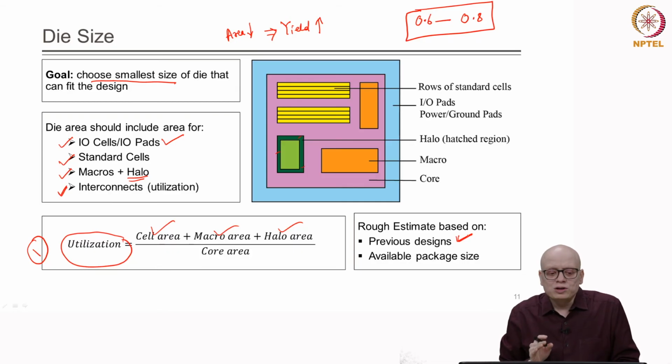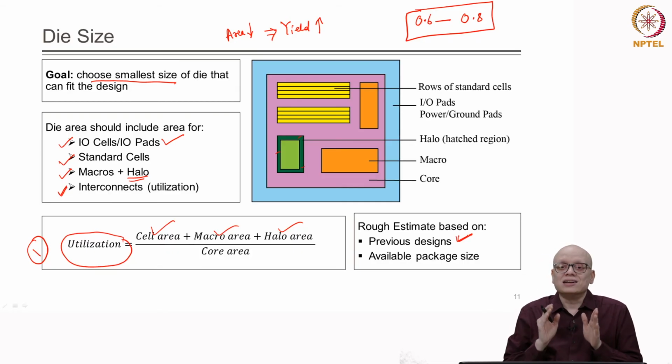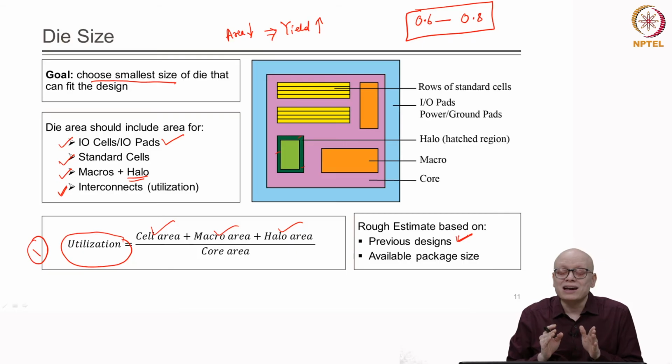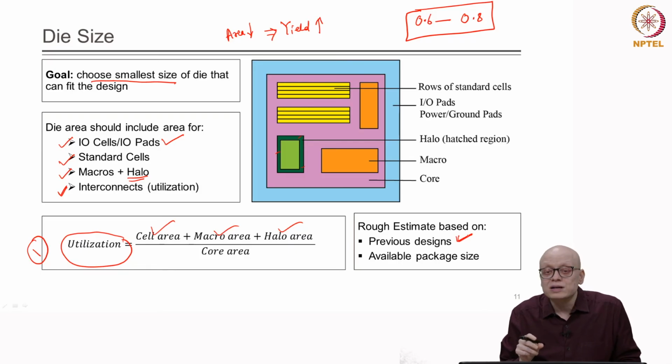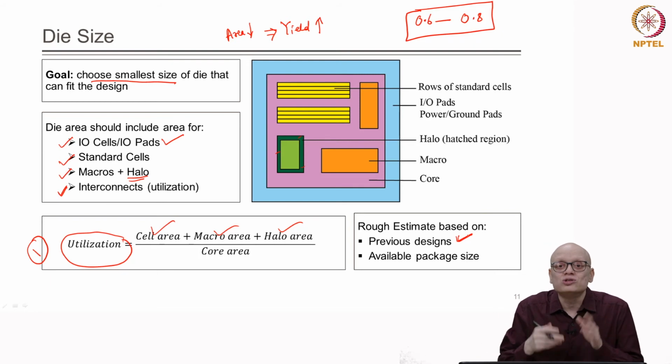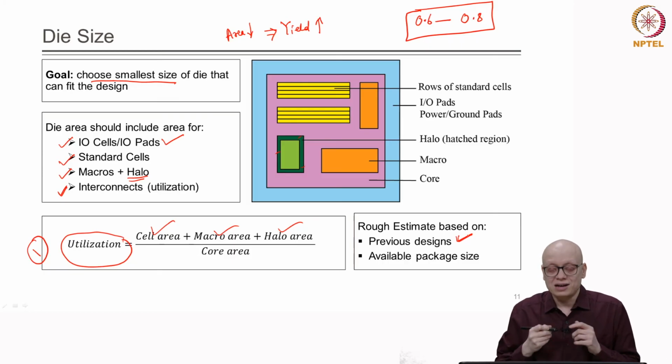And also we should understand that the die size is also determined by the package size, or it strongly depends on the package size which is available to us. So, the package size and its aspect ratio many a times decide what should be the size of our die.